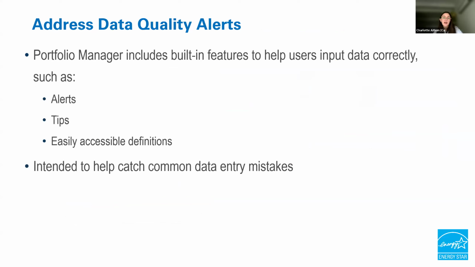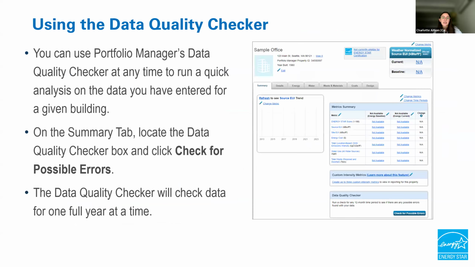So Portfolio Manager provides guidance in the form of alerts, tips, and easily accessible definitions that are intended to prevent common data entry mistakes. One example of this is the Data Quality Checker, which you can use at any time to run a quick analysis on the data you have entered for a given building. So on the Summary tab of that property, you'll locate the Data Quality Checker box and click Check for possible errors. And then the Data Quality Checker will check data for 1 full year at a time.